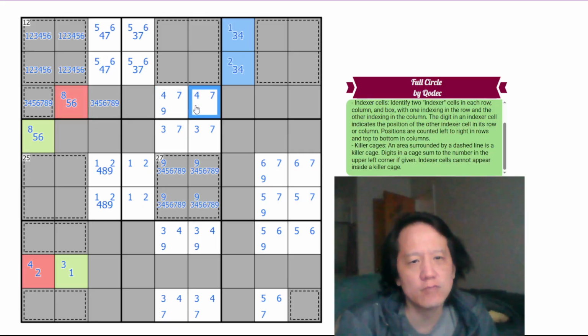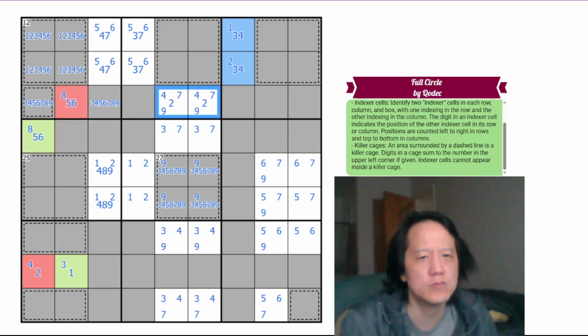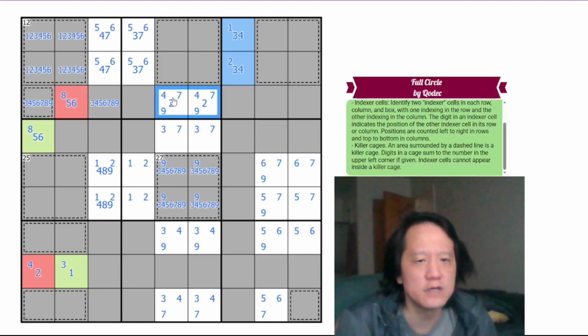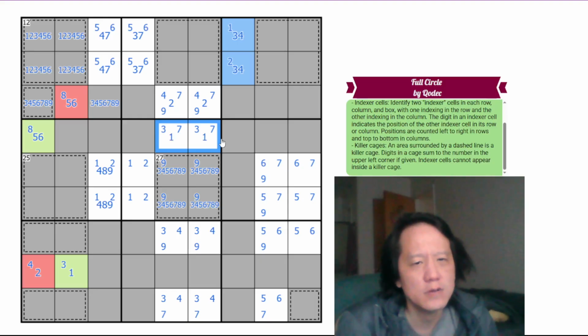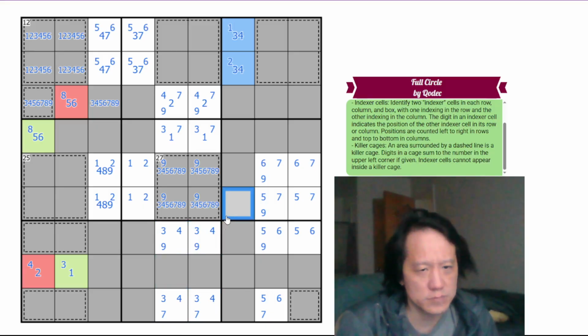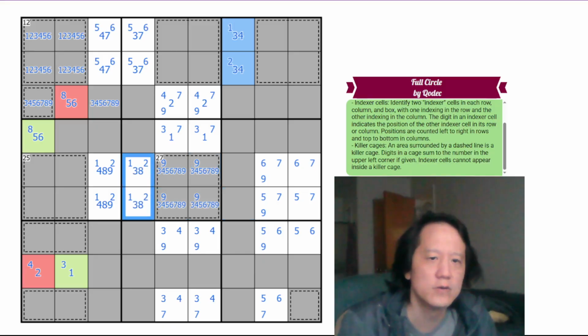Indexing row would be 2. Indexing column again is 4, 7, and 9. Indexing row here would be 1. Indexing column here is 3 and 7. Indexing row here is either 3, 8, or 9. Cannot be 9. So it's 3 or 8 here.